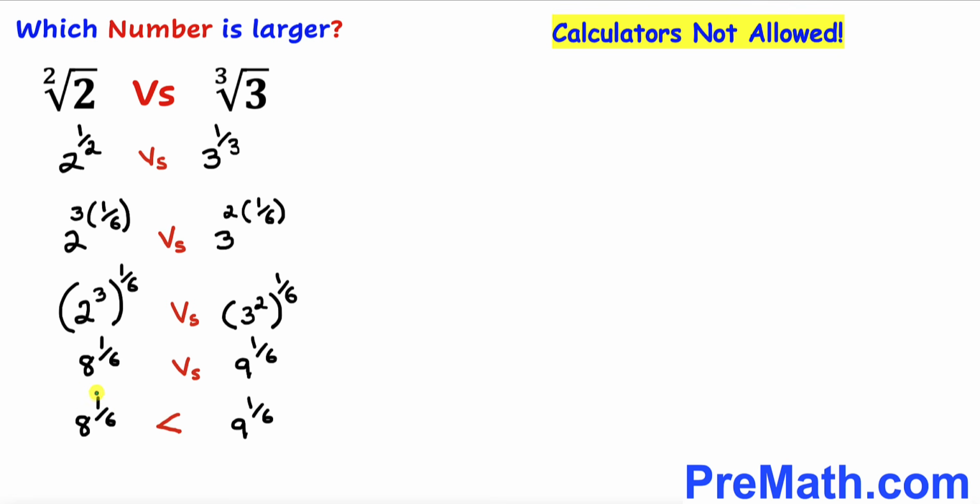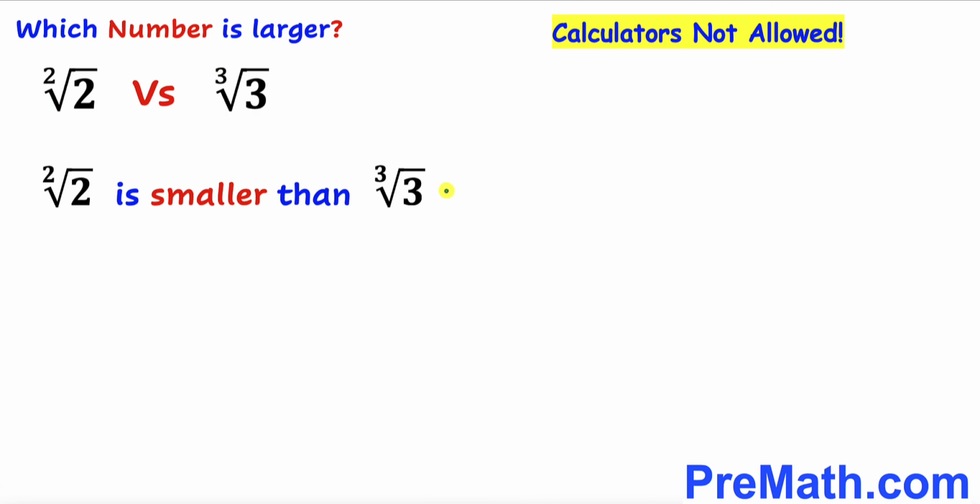Therefore we conclude that the left-hand side number is smaller than the right-hand side number. If we go backward, we can see that the square root of 2 is smaller than the cube root of 3. So after all the calculations and manipulations, we conclude that the square root of 2 is a smaller number than the cube root of 3, and that's our final answer.